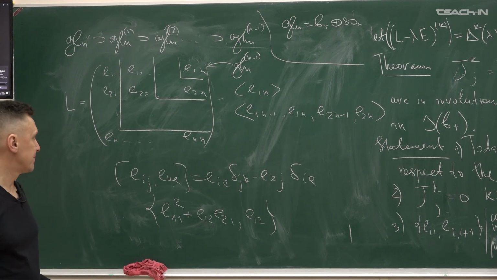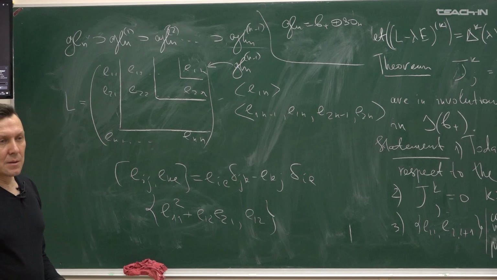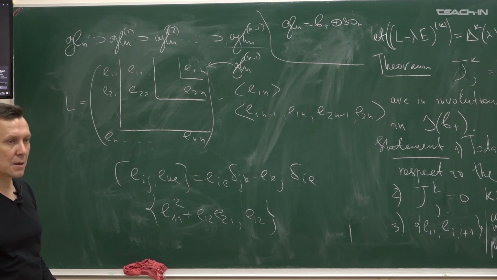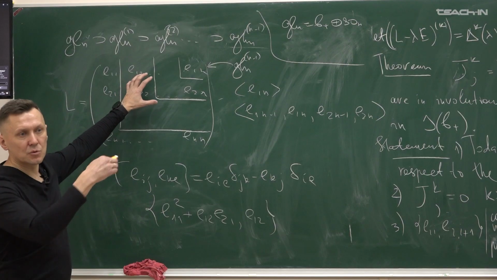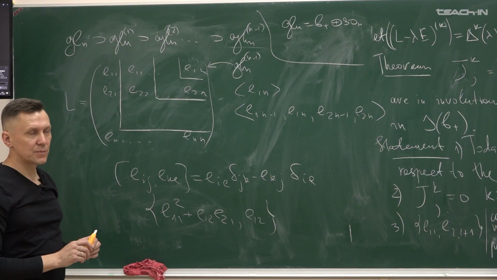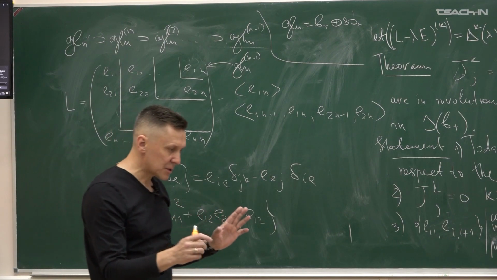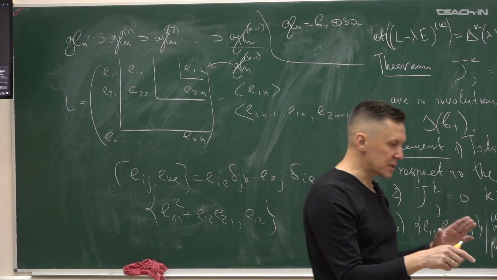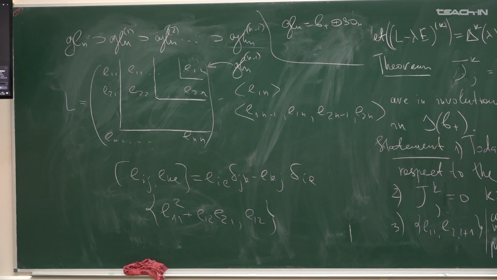These components of the Lax operator are a function of a parameter. We consider them as functions, because otherwise you cannot define the Poisson bracket. We consider them as functions on the dual space. Always. So it's a matrix, and those entries are functions on the phase space.